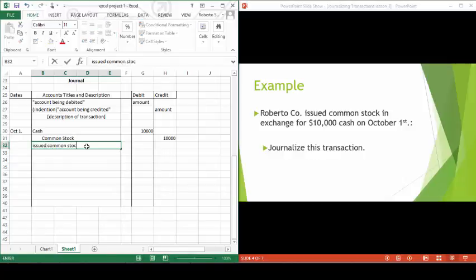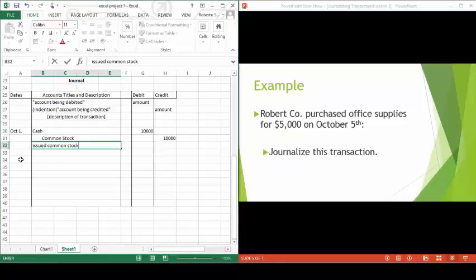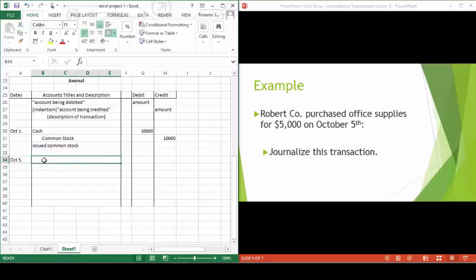The next example states, Robert Company purchased office supplies for $5,000 on October 5th. Journalize this transaction. Both office supplies and cash are assets, but as mentioned in the previous lesson, they are to be accounted for using specific accounts. Therefore, the account being debited is office supplies and the account being credited is cash.